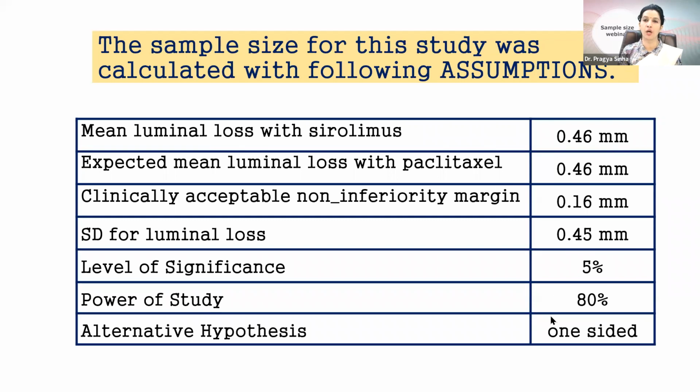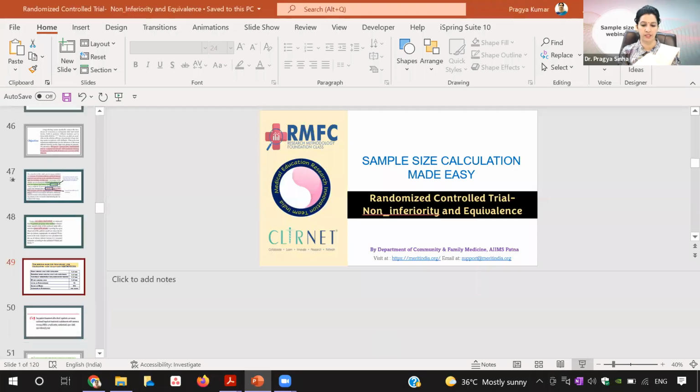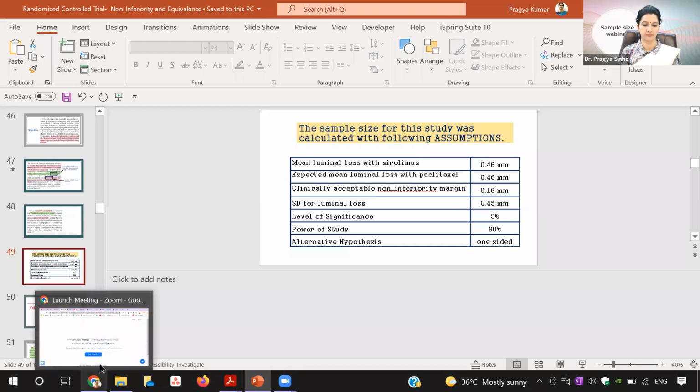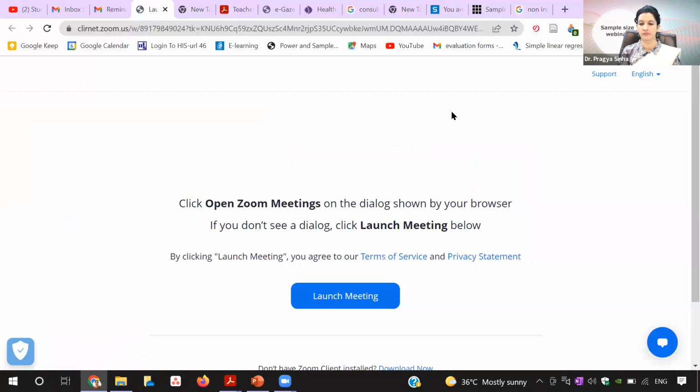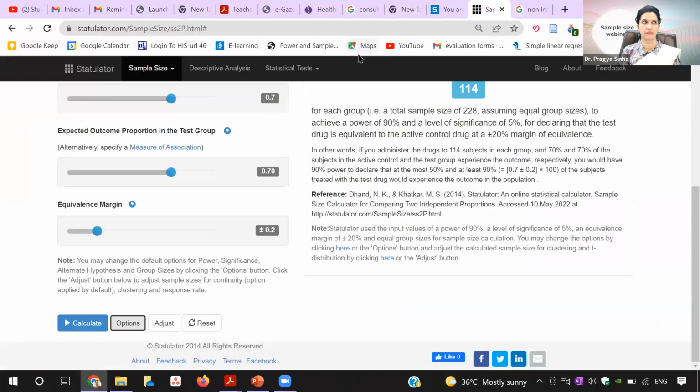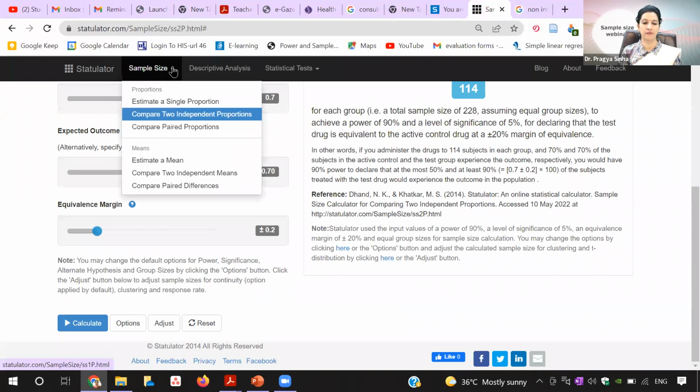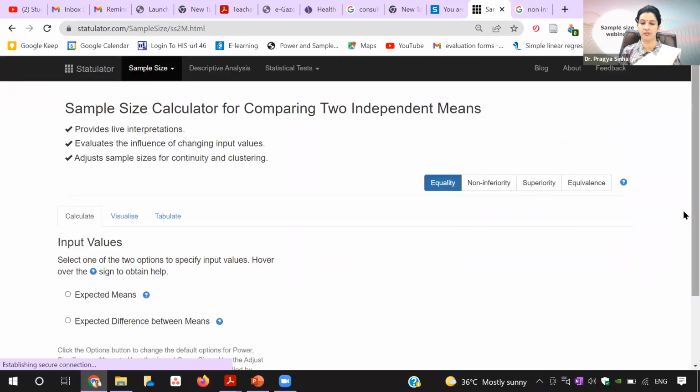And we know that in non-inferiority and superiority, in both cases, the alternative hypothesis will always be one-sided. So let's open the Statulator. In this case, if you open this Statulator, you can see I first have to use compare two independent means. I have clicked that because it's the mean. And here you can see there are 4 options: equality, non-inferiority, superiority, and equivalence.